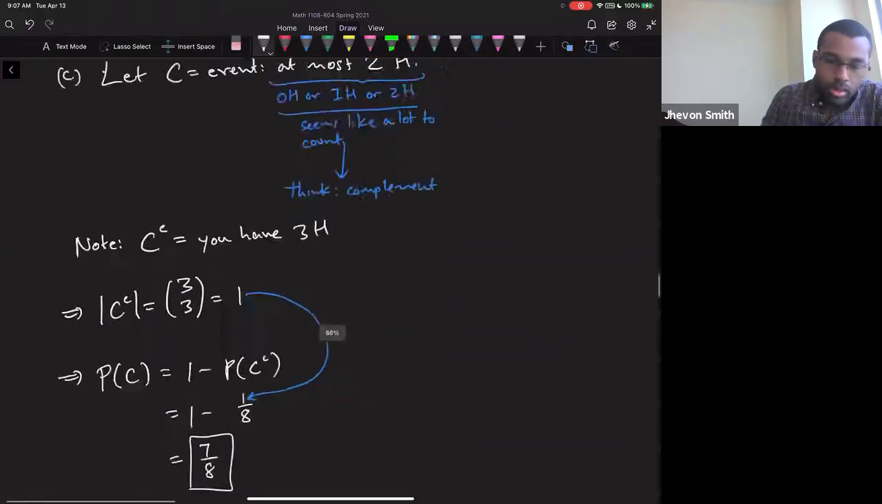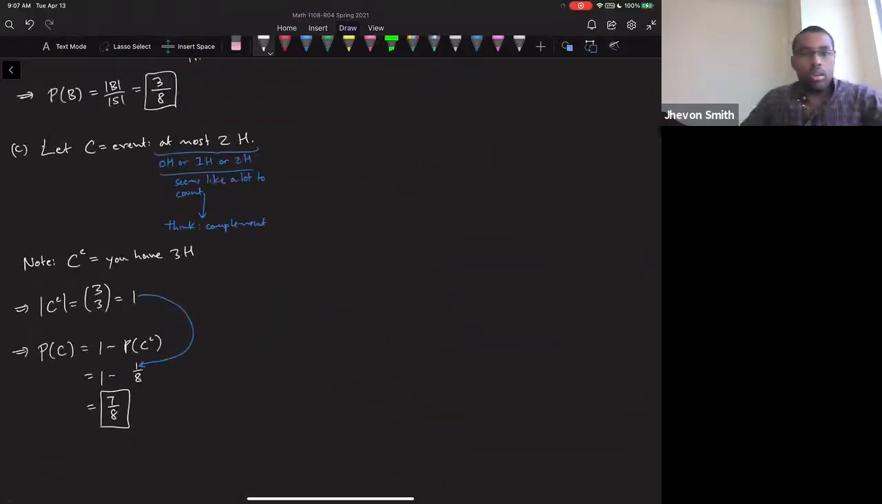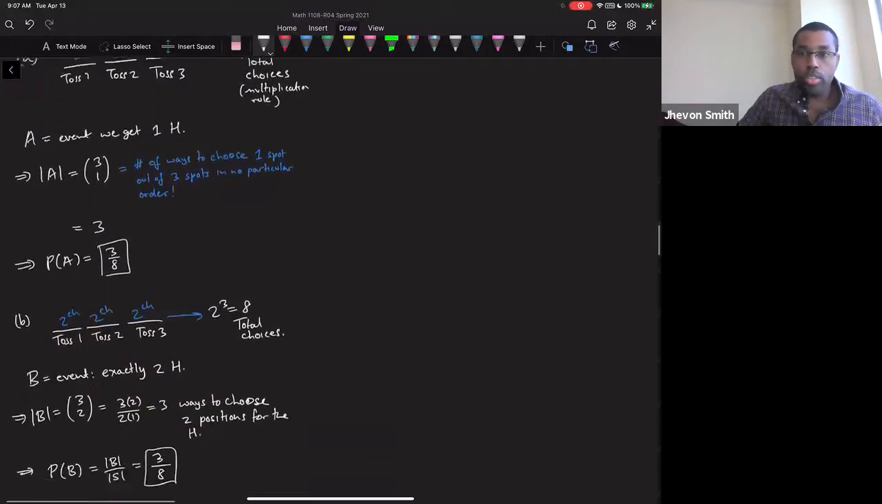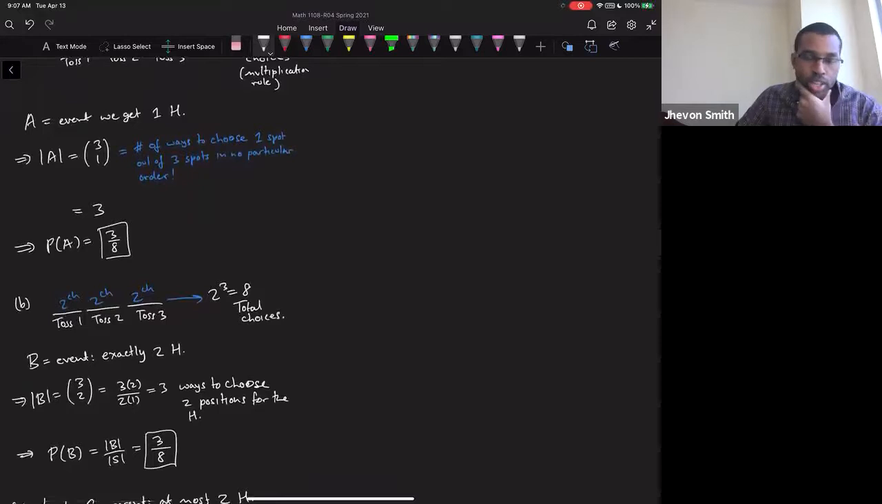Seven over 8. Right? So notice this one, it is shorter to write, but I want you to appreciate that I have to figure out each problem anew. Like I have to figure out, okay, I want to choose 1 spot here, so I'm going to use this combination, and then you have to think about this.